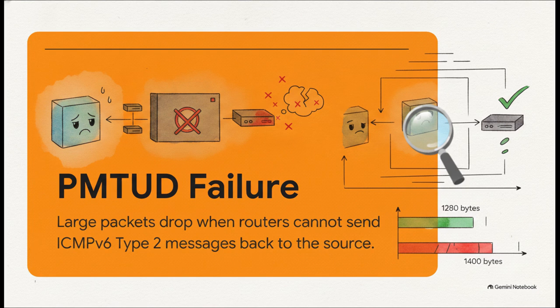You can confirm this yourself. Test a small ping, which will succeed, and compare it to a 1400 byte ping, which will fail. And remember, the absolute minimum MTU for IPv6 is 1280 bytes. Never ever configure it lower than that.